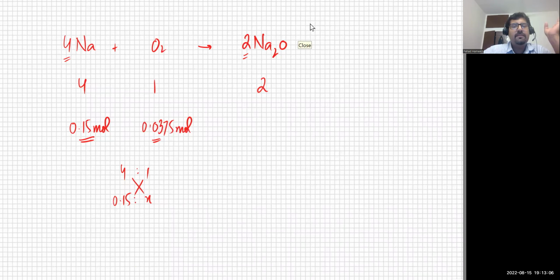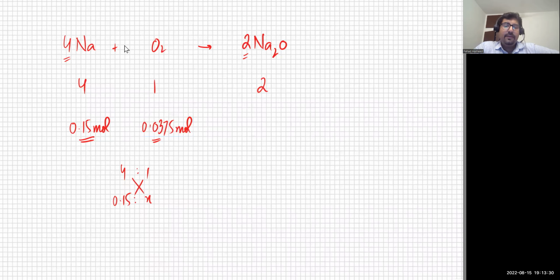That's clear, right? Right now we're just assuming that I just found 0.15 moles of sodium somewhere. So don't worry about where we got this. Okay, so how much sodium oxide will be produced if these two react?